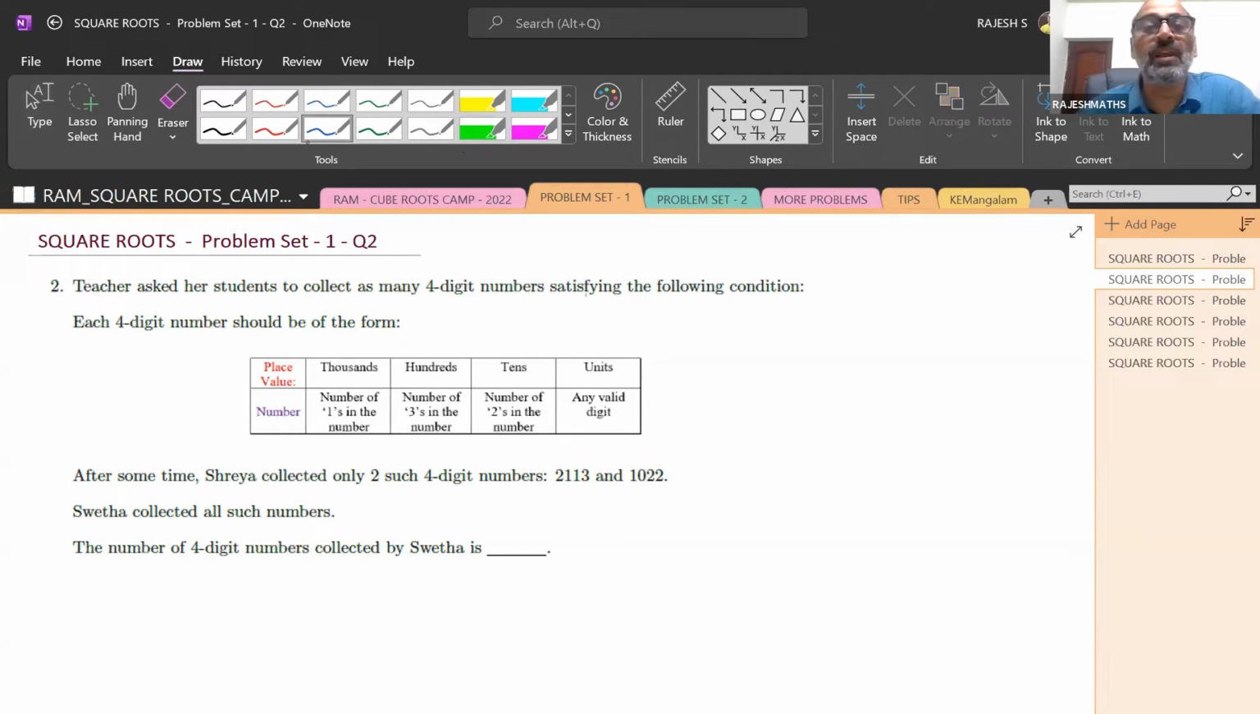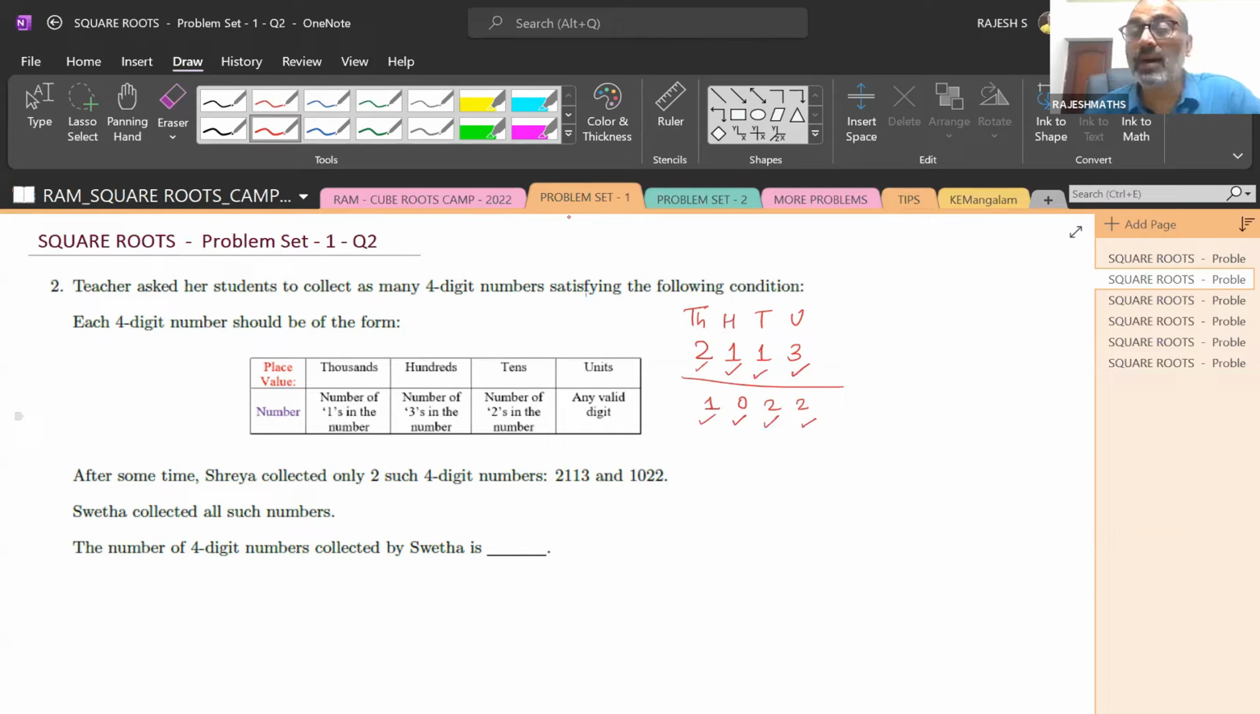First of all, let's check whether 2113 satisfies. This is the thousands, hundreds, tens, and units. Thousands: number of ones, there are 2 ones, satisfies. Number of threes, yes, there is only 1 three. Number of twos, there is only 1 two, satisfies. Any valid digit: the units place, you have the freedom. Other places you don't have the freedom. So it satisfies. What about 1022? How many ones? 1. How many threes? No threes. How many twos? 2 twos. And then any valid digit. So it satisfies. So Shreya collected only 2.